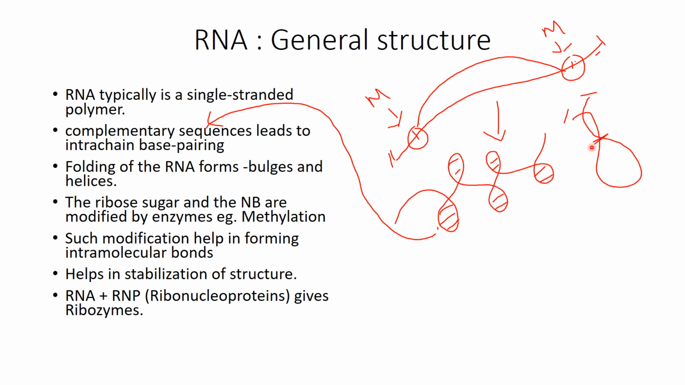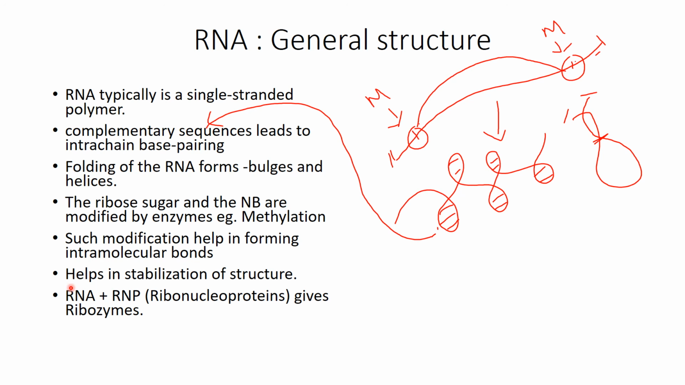So basically such bonds are called intra-chain because they are present in a single chain. There is no other chain because it is a single stranded molecule. So intra-chain bonds help in stabilization of the different types of three-dimensional structures in which the RNA is present. Okay, so it helps in stabilization.